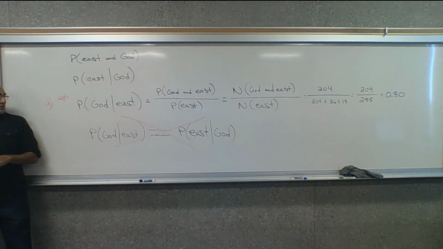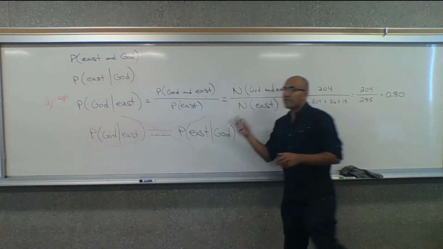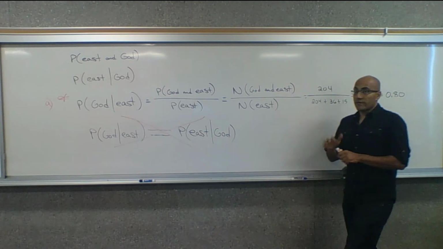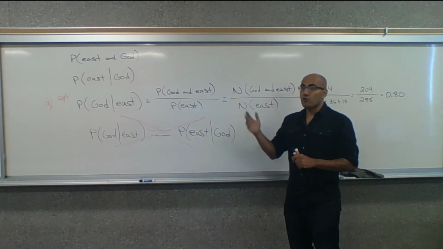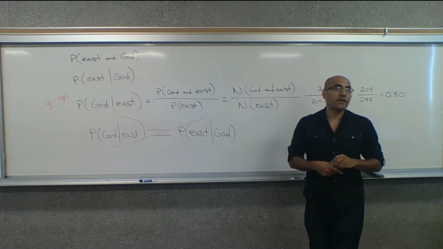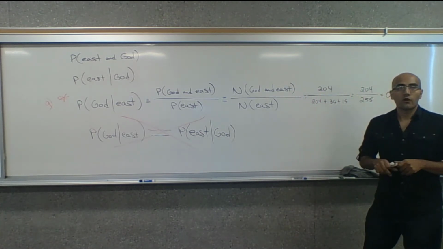We got different answers. Here we got an 80%. Over here we had a 26% chance almost. In general, that's usually the case, that you can't just flip them around. They usually do give you different answers. There is a case where they do give you the same answer, and that's a special situation we'll talk about in a little bit. Good? Questions?